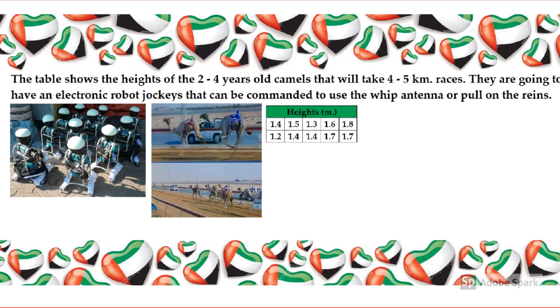The table below shows the heights of the 2 to 4 years old camels that will take 4 to 5 kilometer races. They are going to have electronic robot jockeys that can be commanded to use the whip and pull the reins. Do you know about camel racing now? Before, they were using people for jockeys. Now they are using electronic robots. These robots weigh 5 kilograms, and they can be commanded by people.